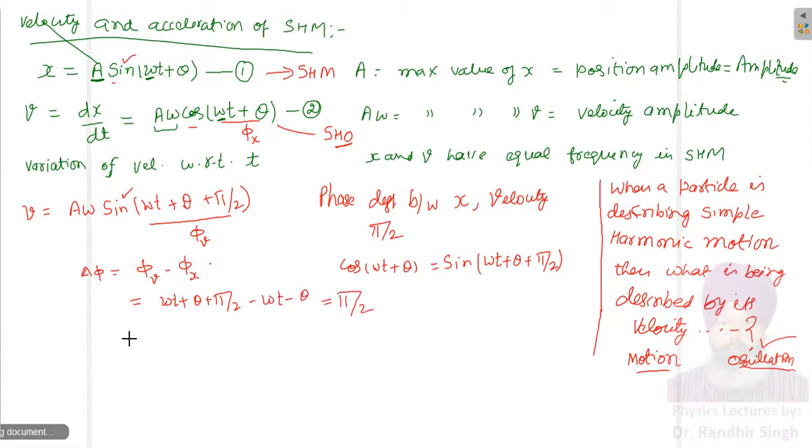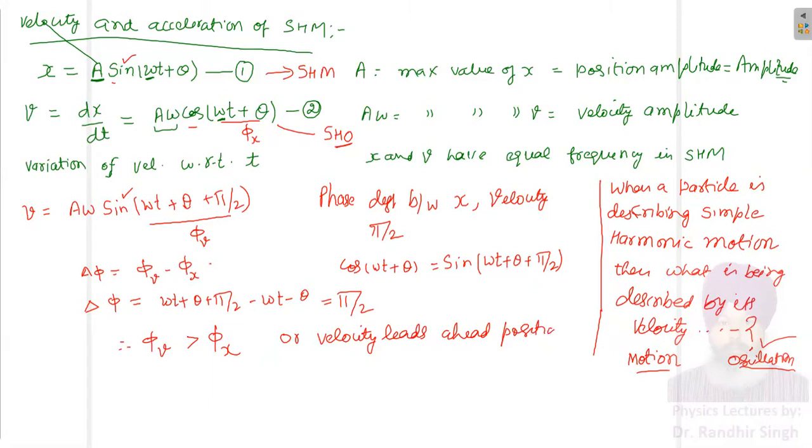So therefore delta phi, which is equal to phi of v minus phi of x, is pi by 2. Therefore we can see phi of v is greater than phi of x, so velocity leads ahead of position by a phase difference of pi by 2 radian.